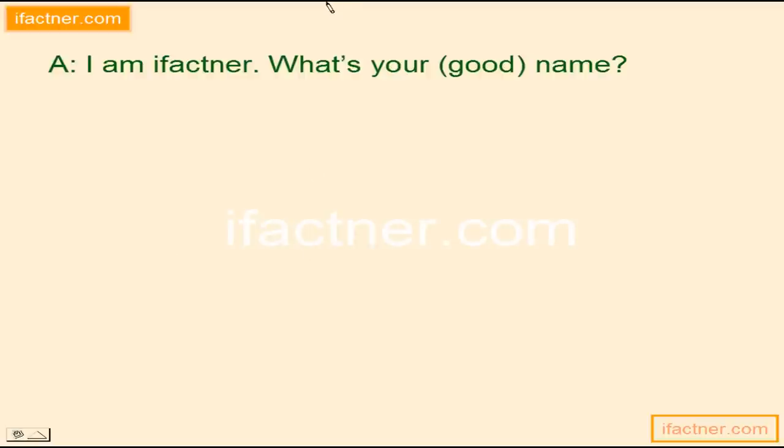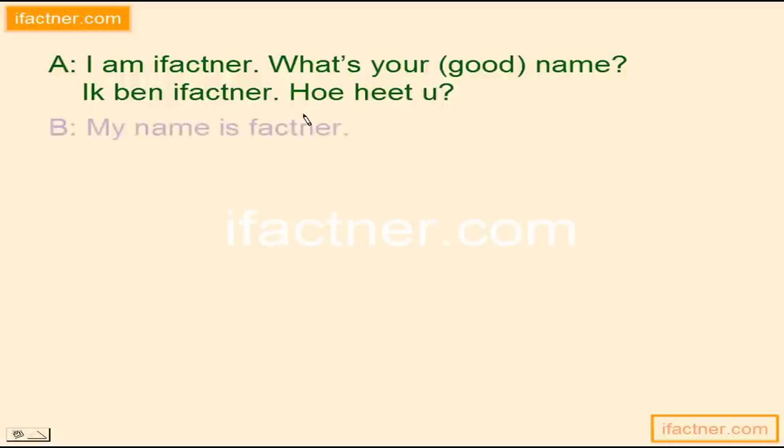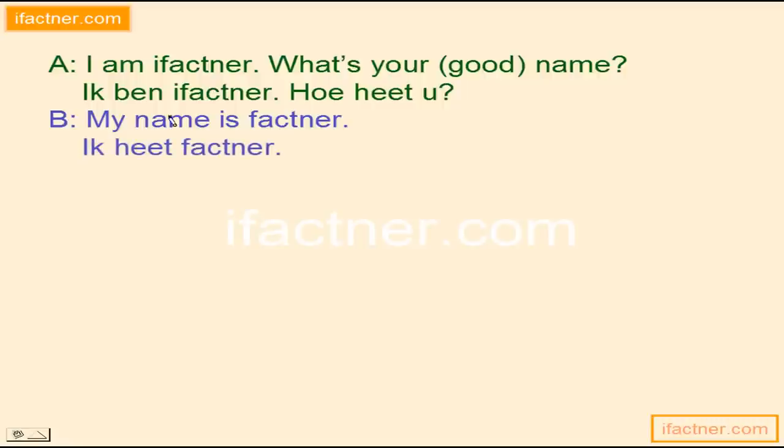So now we see a dialogue between two persons, person A and person B. Person A: I am iFactner. What's your name? Ik ben iFactner. Hoe heet u? B: My name is Factner. Ik heet Factner.